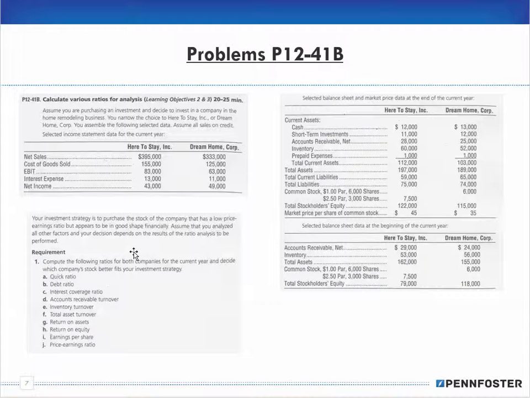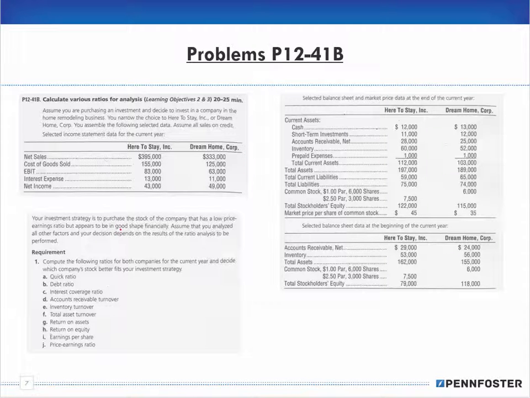All right, so we're working on problem 41 here. It says here, calculate the various ratios for analysis. Assume you are purchasing an investment and decide to invest in a company in the home remodeling business. You narrow the choice to Here to Stay or Dream Home Corp. You assemble the following selected data. Assume all sales are on credit. Select income statement data for the current year is here, and selected balance sheet information is over here.